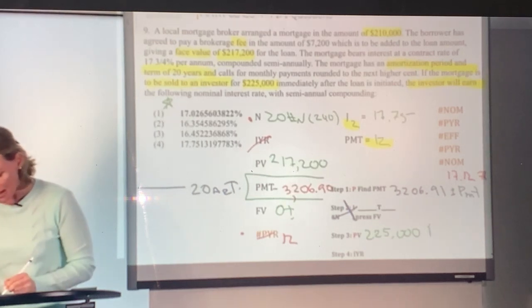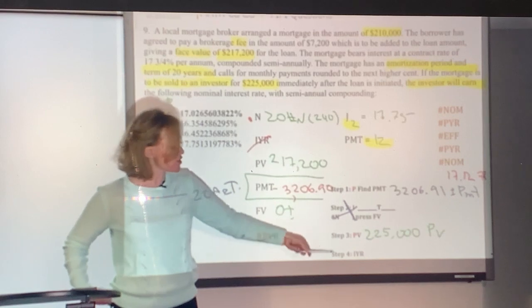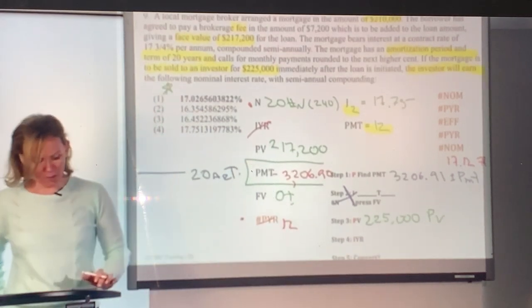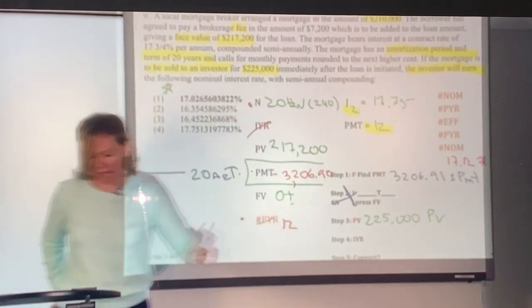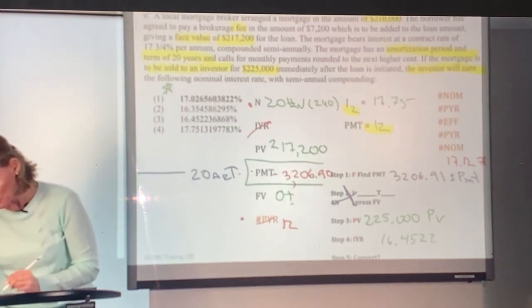If you don't press PV, it's not going to go into that button. Okay? So $225,000 PV. Plug it in. And after you finish this, you press the IVR. What do we press this IVR for? Because we're looking for his rate. And when you press the IVR, it will come up to 16.4522. Okay, did you get that?